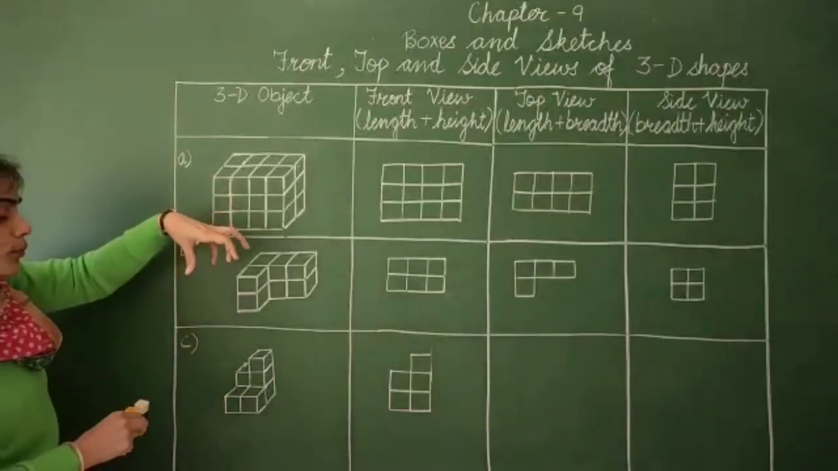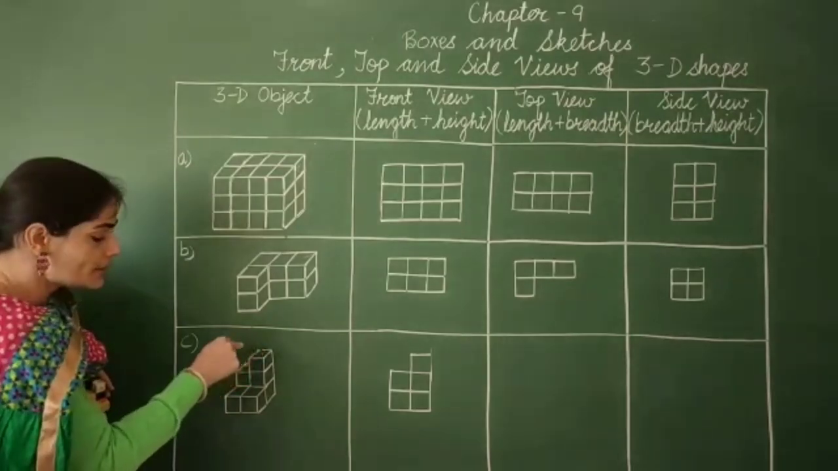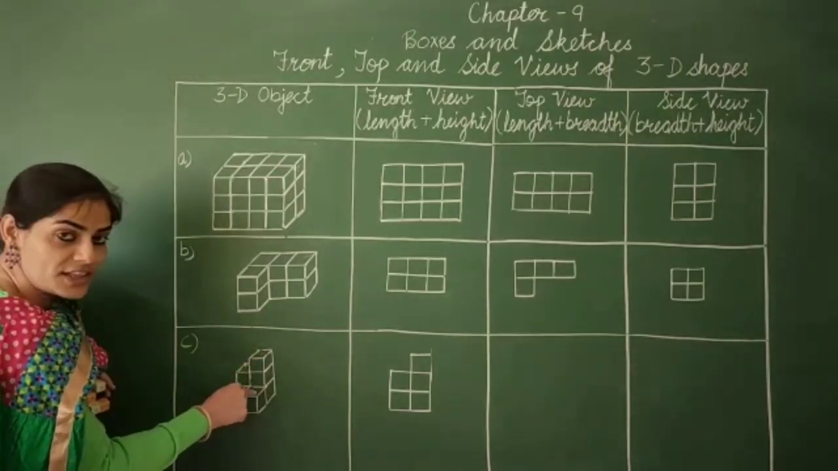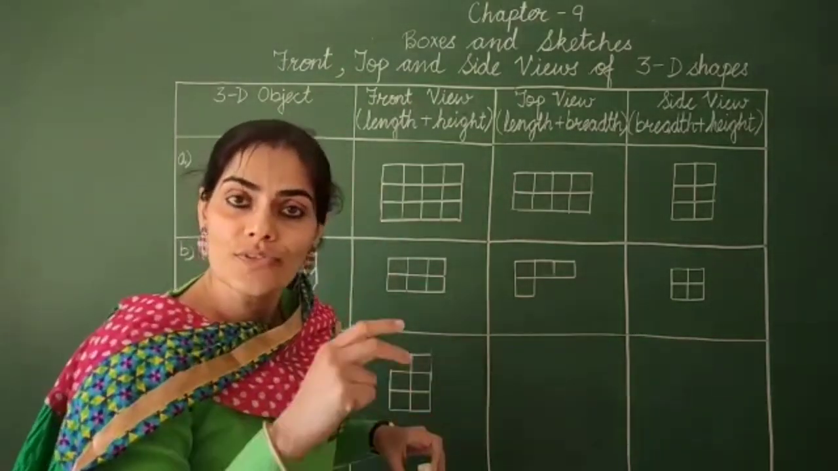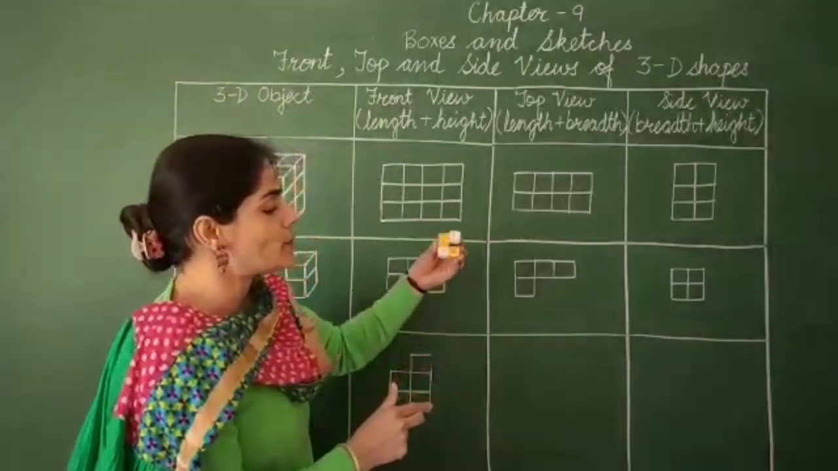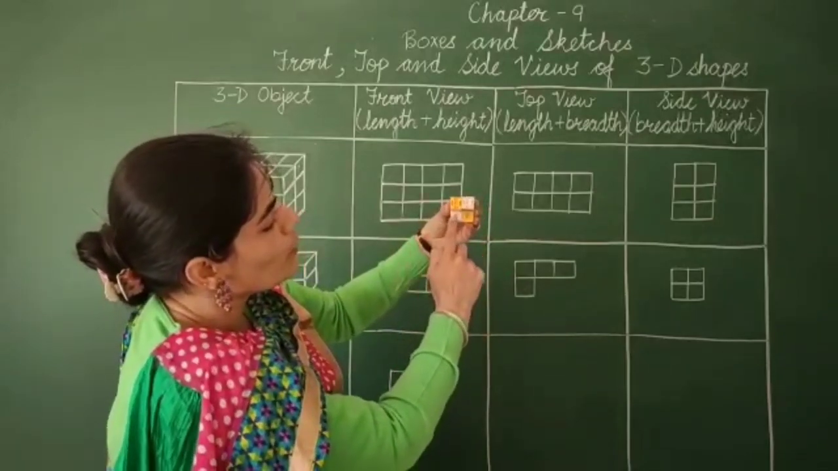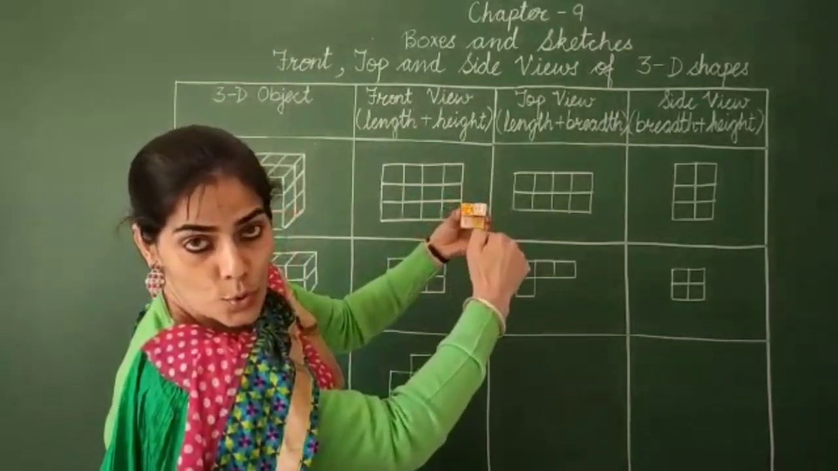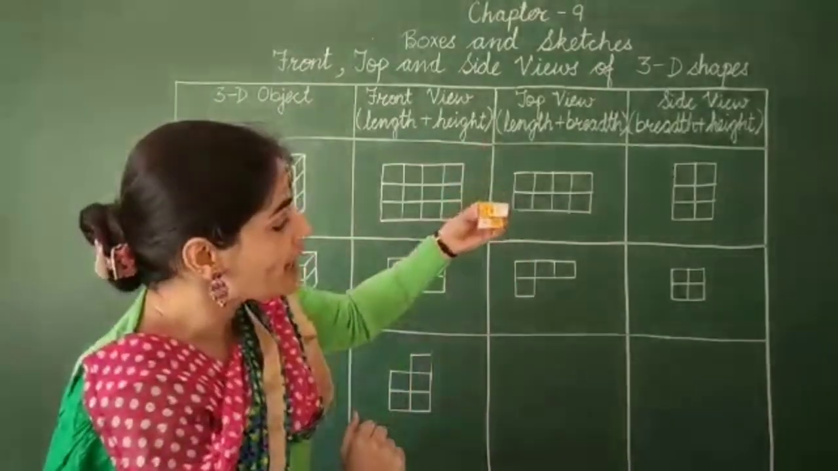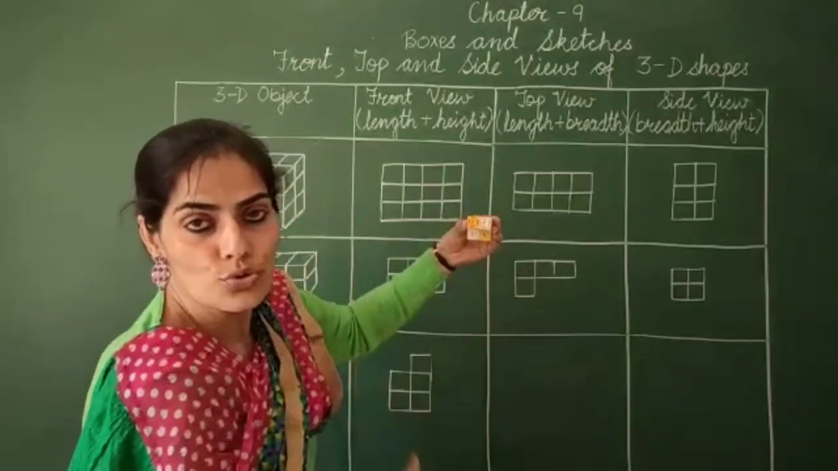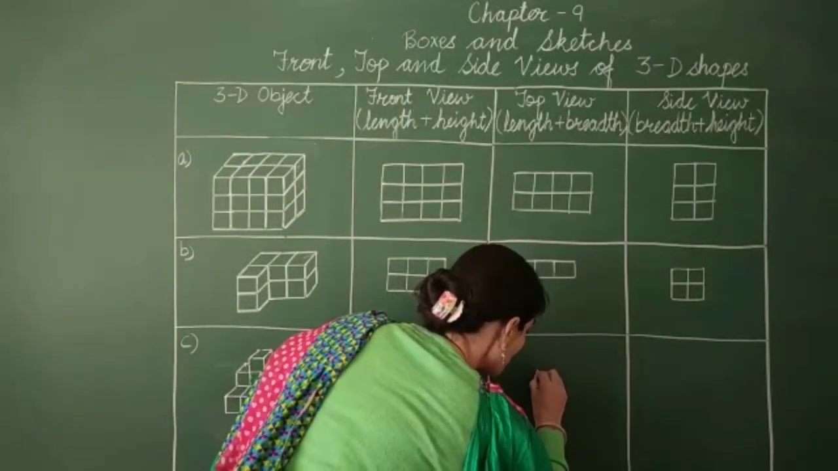Now from the top, what will you be able to see? You will be able to see the top of this column, the top of this column, and the top of these two columns. That means we will be able to see a 2 by 2 square. Now let me show you with the help of this object only. What are you able to see? 1, 2, 1, 2. That means a 2 by 2 square. You are not able to see the difference in their heights. That is why it is appearing as a 2 by 2 square, everyone. So I draw here a 2 by 2 square.